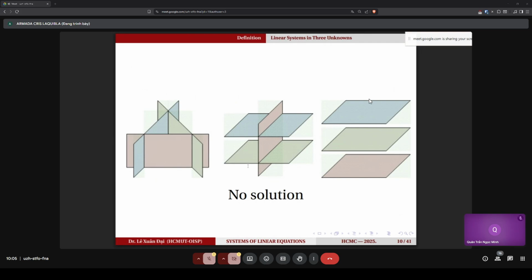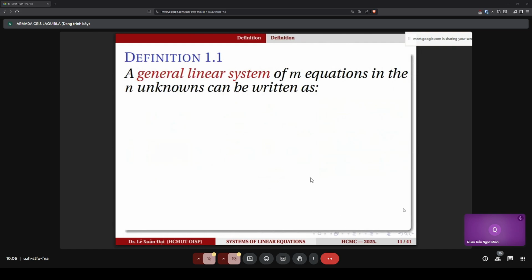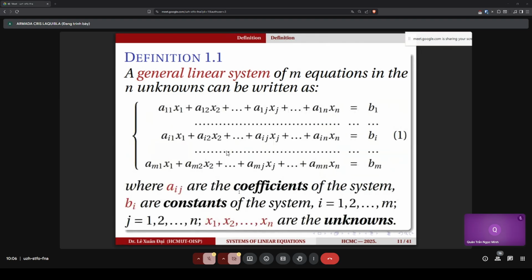And here they are parallel. The graph of your equations is parallel lines. So the general linear system of m equations in n unknowns can be written like this.